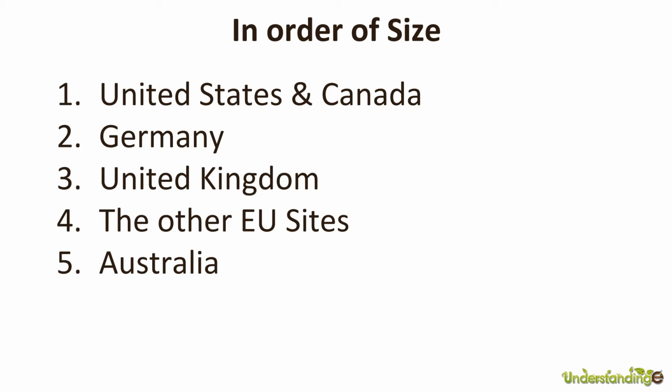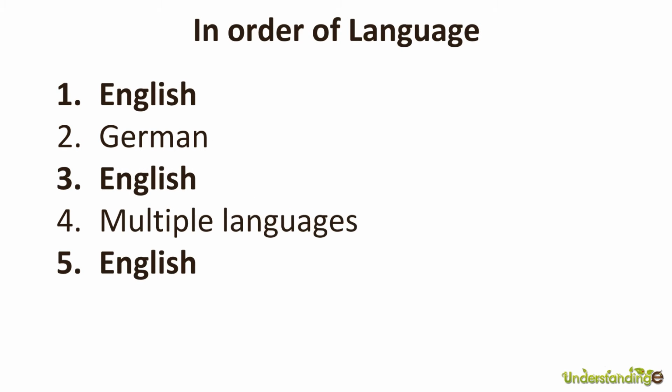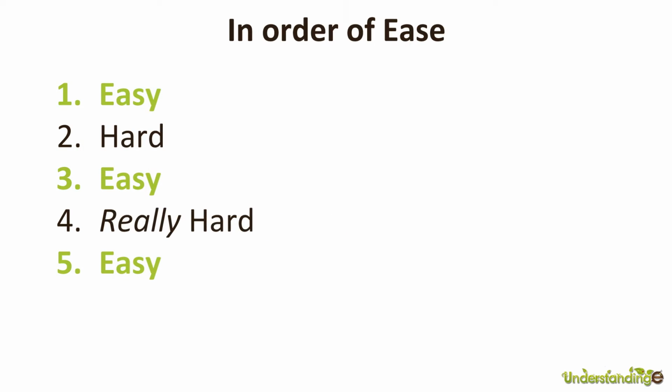Yeah, that's right. Now, if we change that slightly and put it in order of language, this suddenly starts looking a little bit easier, doesn't it? Yes, it looks a little less scary. We've got English, German, English, multiple languages, crazy to do that, I hasten to add, and English. And then if we simplify that even further, we've got easy, so that's the United States and Canada. We've got hard, which is Germany.